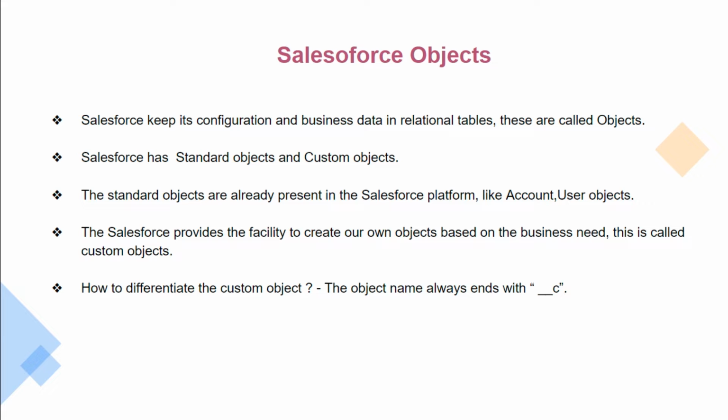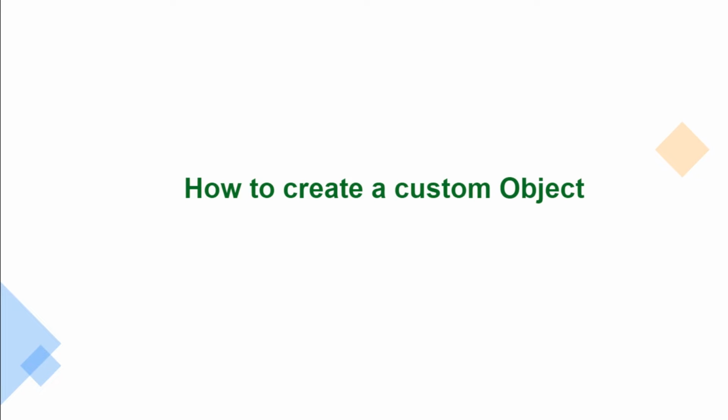How to differentiate the custom object? The object name always ends with __c. How to create a custom object?